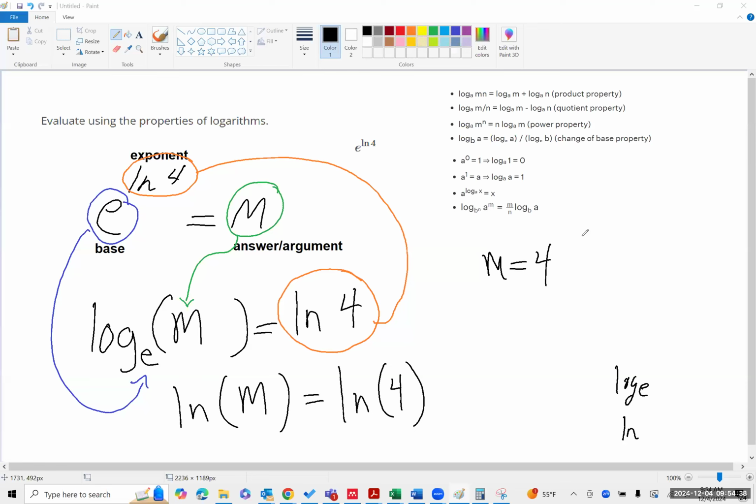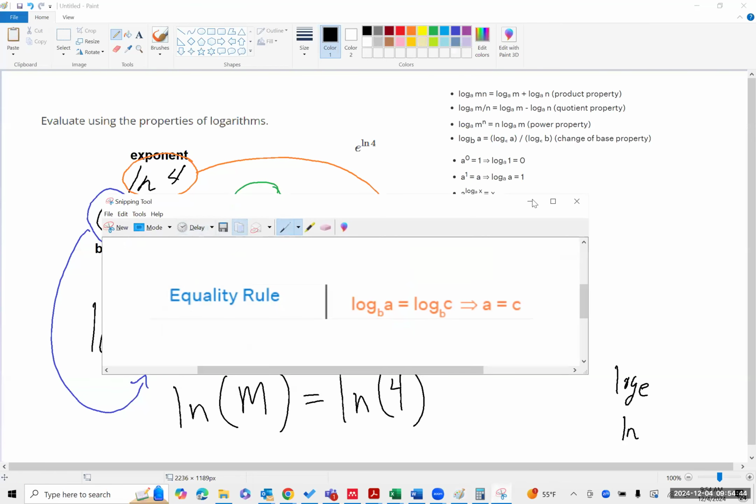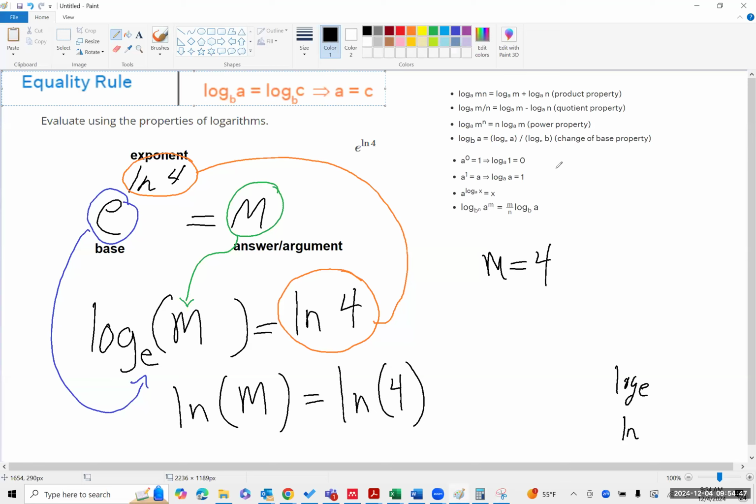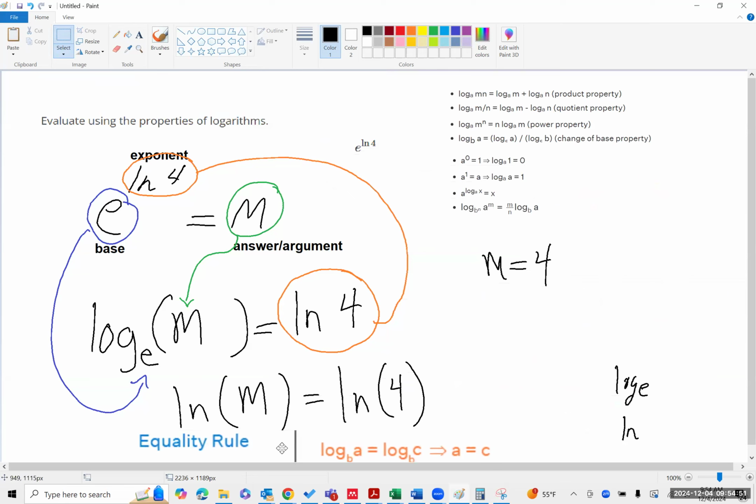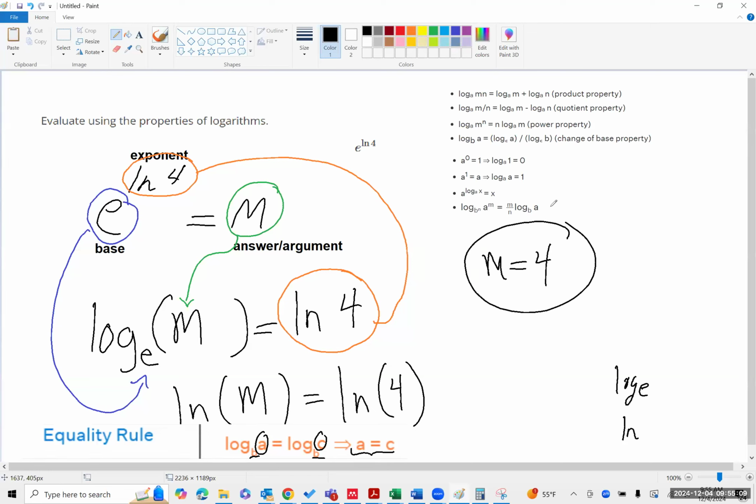So it turns out that none of those rules are the ones that we're applying. But this is the one that we want. It's called the equality rule. And it tells us that as long as you have the same base, then the things that are inside are equal to each other. That's why m equals 4.